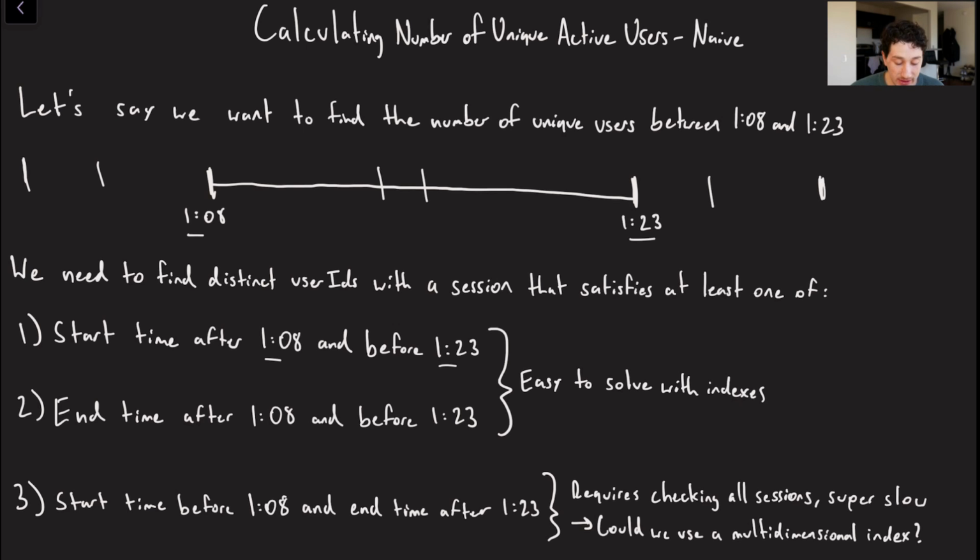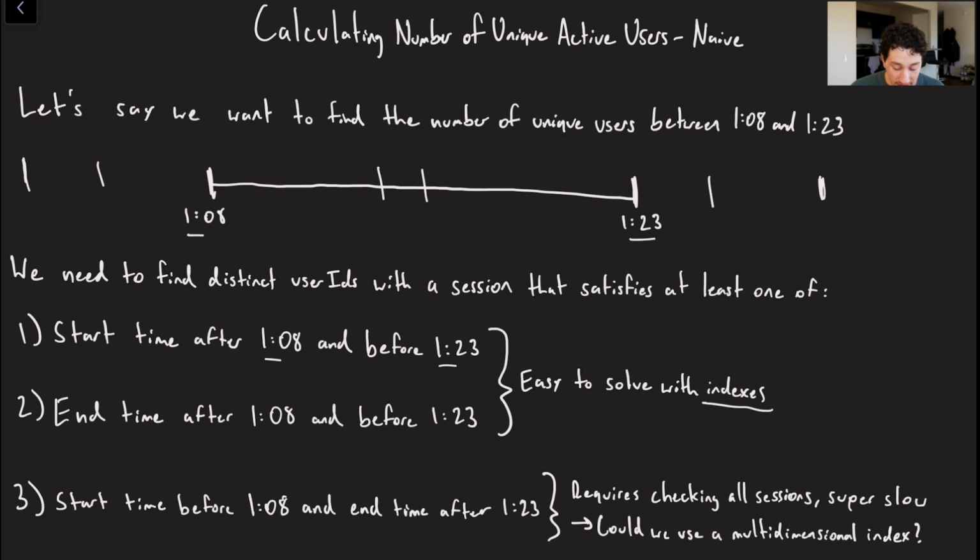So if you think about it, this is actually going to be a little bit complex. The first 2 cases that we just mentioned are relatively easy to solve with indexes, right? If I order every single session that I have by their start time, and then I create a second index ordering every single session by their end time, I can easily binary search through, just checking for the range that I care about.